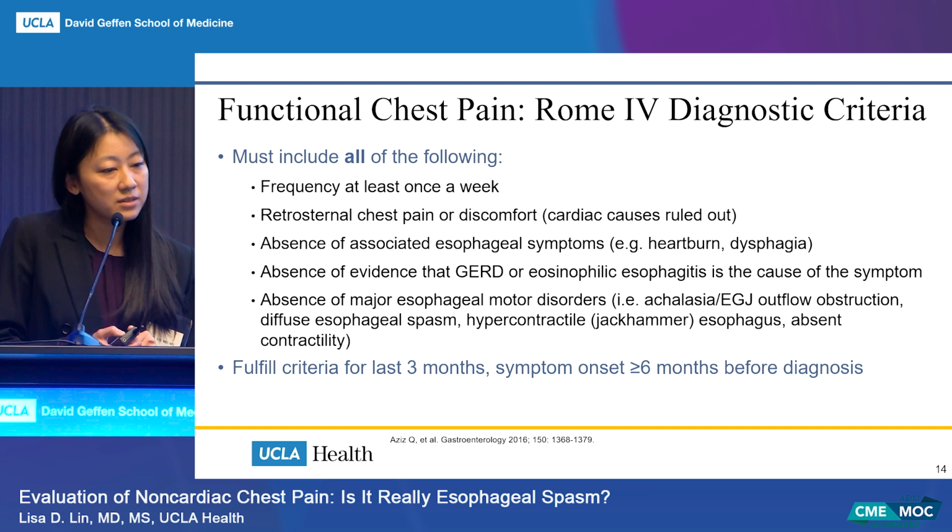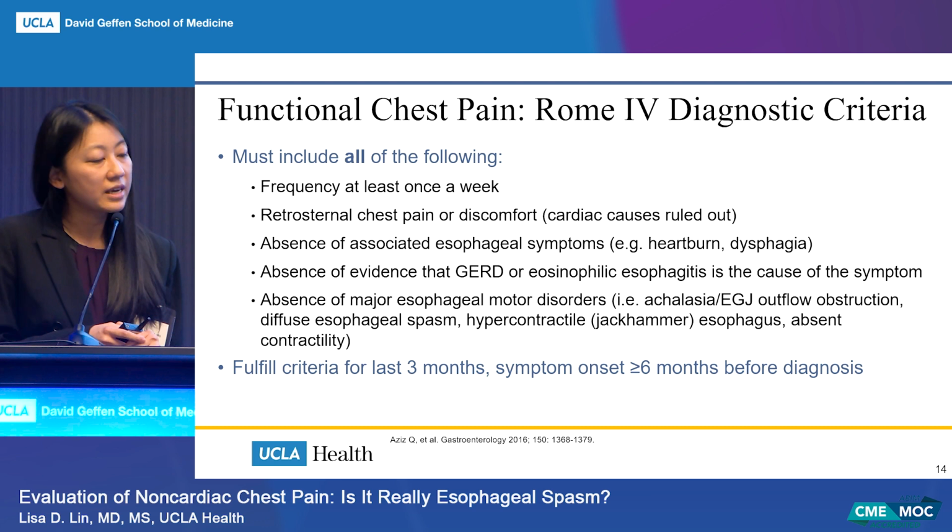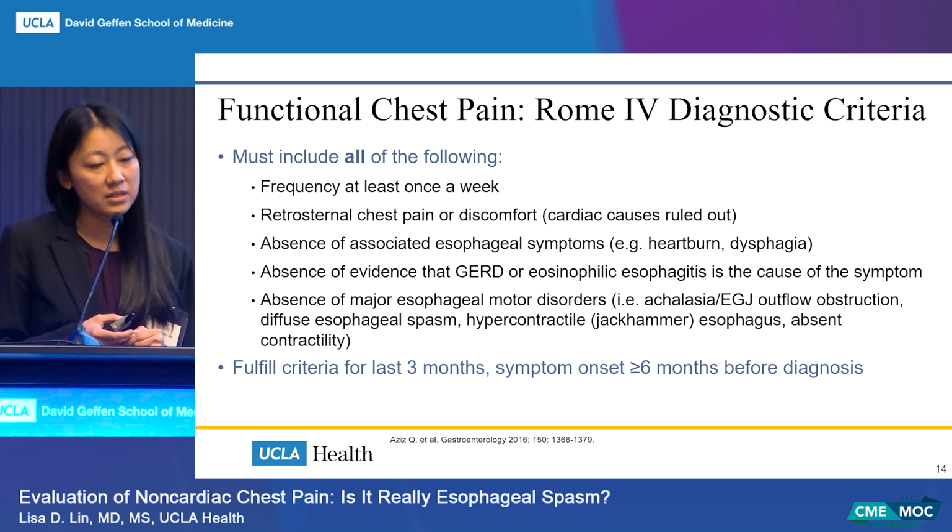So the patient has to meet all of the following criteria: symptom frequency of at least once a week, retrosternal chest pain or discomfort, cardiac causes have been ruled out, absence of associated esophageal symptoms such as heartburn and dysphagia, absence of evidence that GERD or eosinophilic esophagitis is the cause of the symptom, and absence of major esophageal motor disorders. And like with most of the other Rome IV diagnostic criteria, they have to fulfill criteria for the last 3 months with symptom onset at least 6 months before diagnosis.